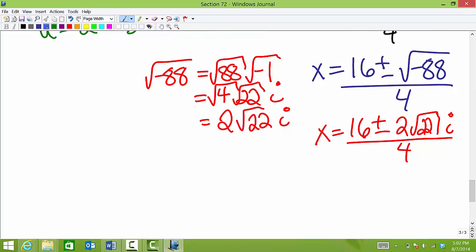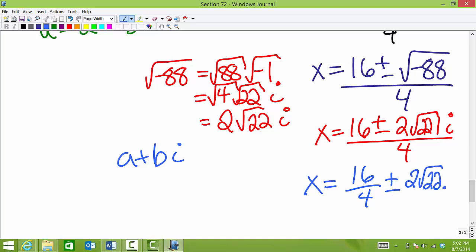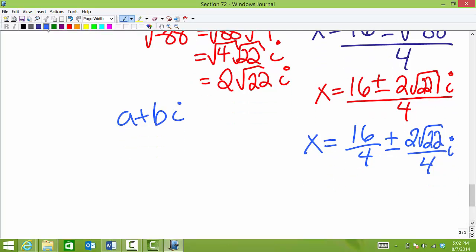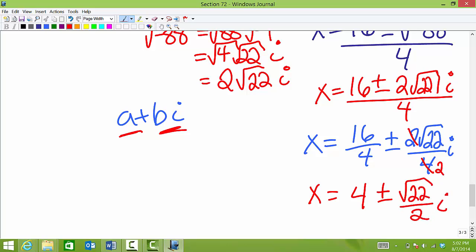And once again, we notice that we have a common factor of 2 throughout. Actually, in this example, we have the I, so I would like to write it in the a plus bi form. So let's go ahead and directly split up the 4 to be underneath each term separately. That way we can keep the real part separate from the imaginary part, and then reduce each fraction separately. 16 divided by 4 is 4, plus or minus, we have a common factor of 2 here, so we get square root of 22 divided by 2 times I.